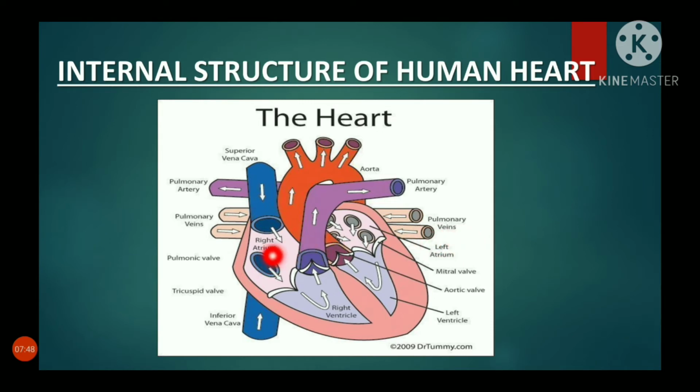Right atrium receives deoxygenated blood from the superior vena cava and inferior vena cava. The left ventricle and right ventricle are both made of thick muscles because they help in pushing the blood so that the oxygenated blood can be distributed all over the body, to different organs, with the help of the aorta.